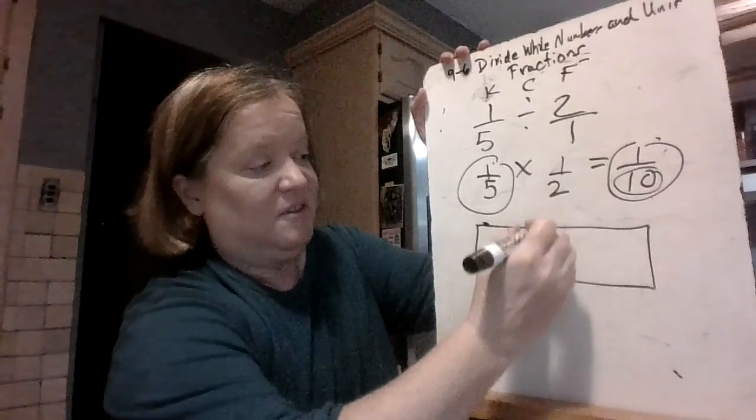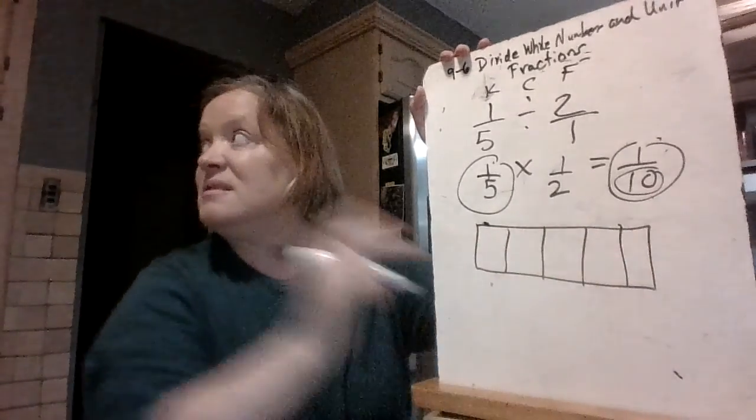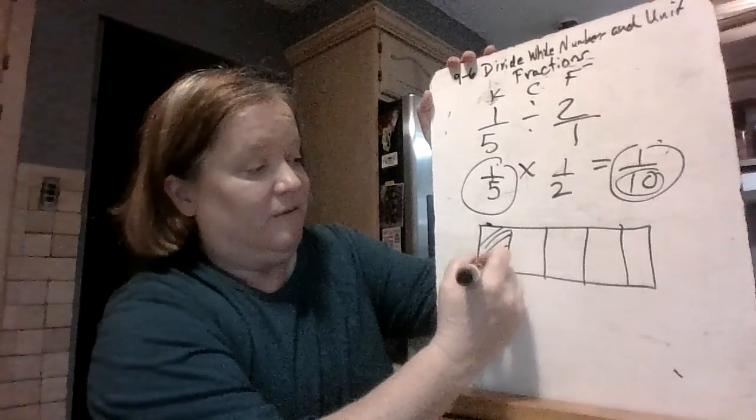So I cut it into fifths by putting 4 lines. I've got 1, 2, 3, 4, 5 pieces. So now I shade in one of them. So there's 1/5.